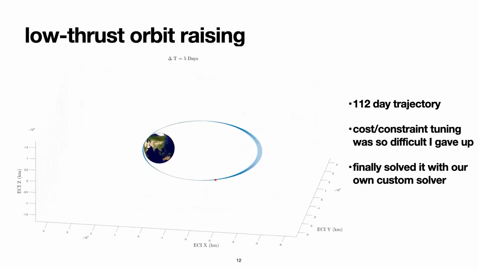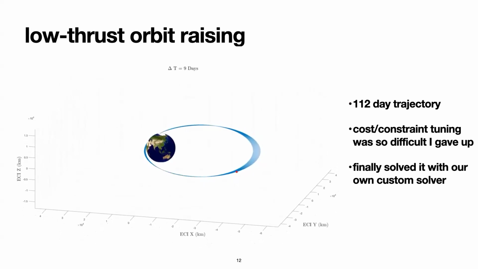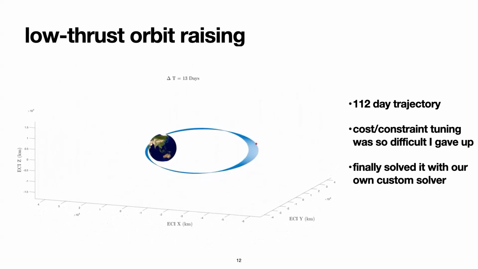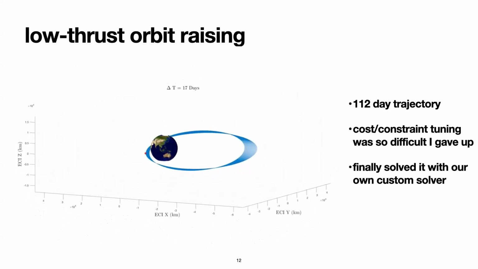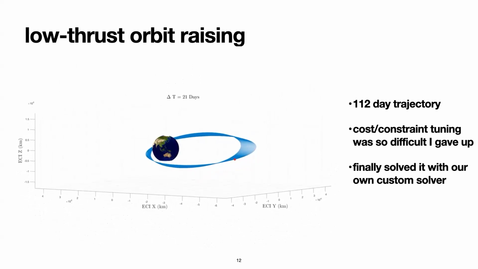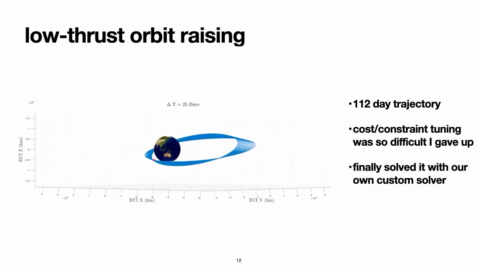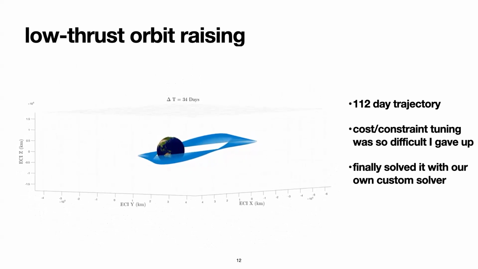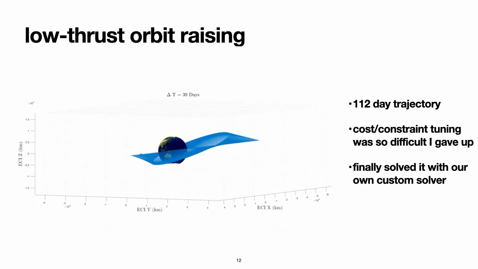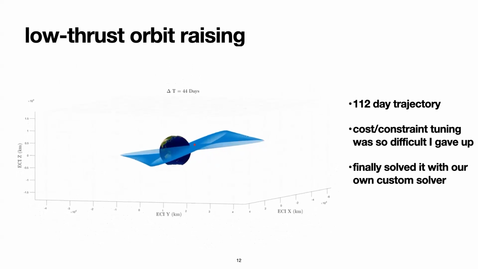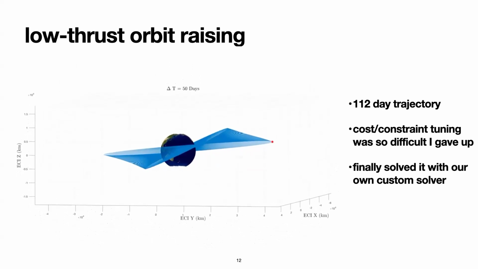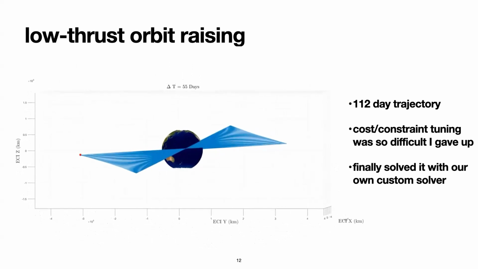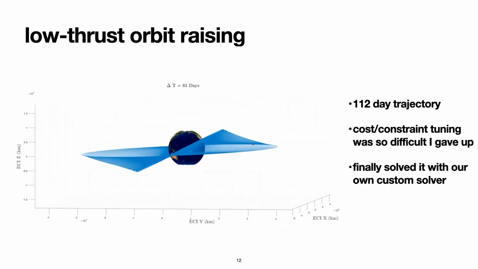This was the most difficult problem I think I've probably worked on to date. It was 112 days and 90,000 knot points. And generally when you're solving these optimal control problems, you want between 20 and 50 knot points. So 90,000 is pretty ridiculous. And I basically spent a few months doing a bunch of cost and constraint tuning, tweaking things, trying to figure out how I could cheat a little bit. And this was so difficult that I basically gave up and then did nothing for a year.